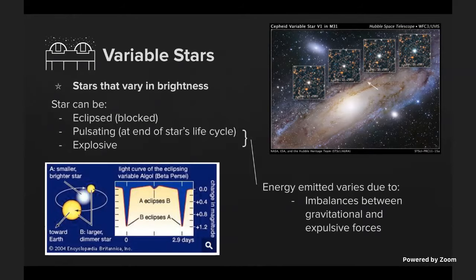The star could also be pulsating at the end of its life cycle, or it could be explosive. Both pulsating and explosive methods occur when the energy emitted varies over time due to competition between gravity pulling into the core of the star and expulsive forces pushing out.